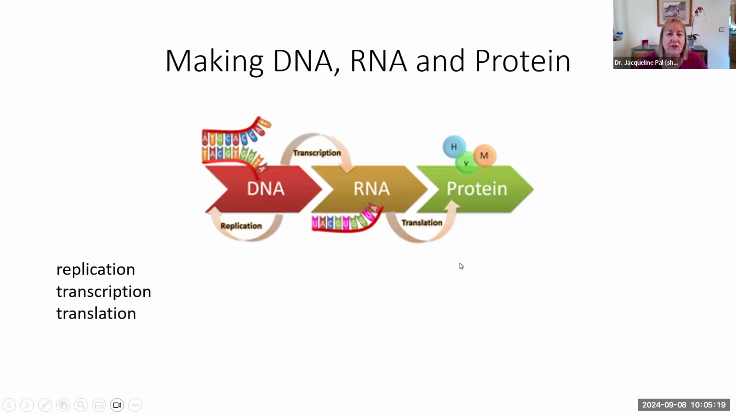So now that we understand DNA and RNA a little better, let's talk about how we make DNA, RNA, and protein. To make DNA, we take pre-existing DNA and we're going to do a process known as replication to make new DNA. And then from DNA, we're going to do a process known as transcription to make RNA. And then from RNA, we're going to do a process known as translation to make protein. So let me talk a moment just about RNA.